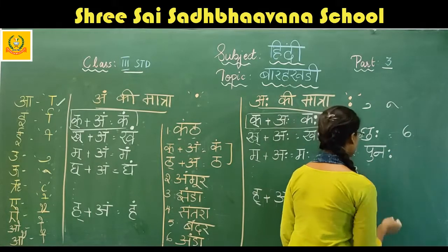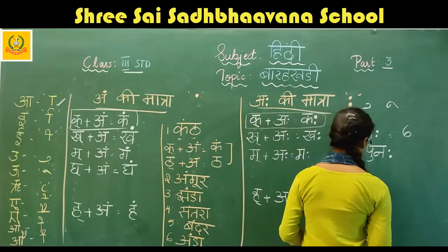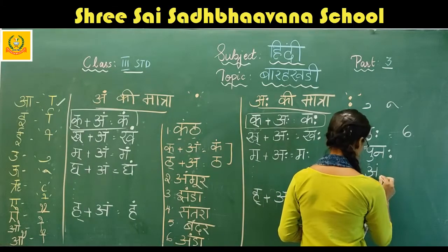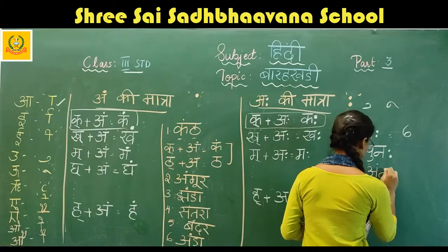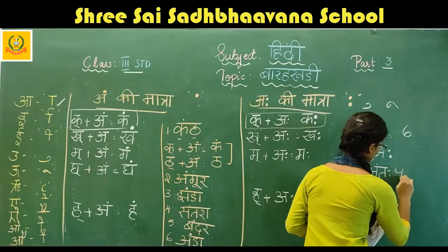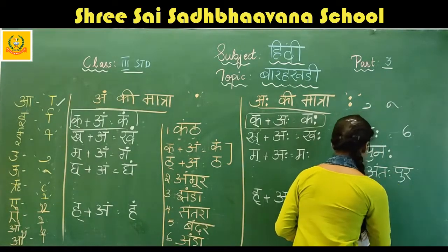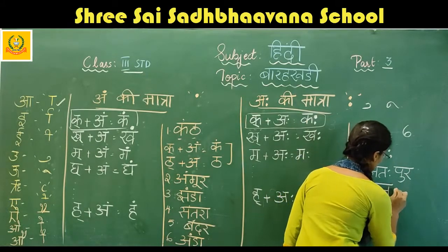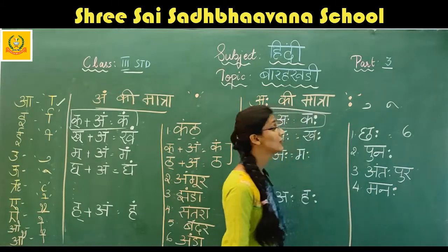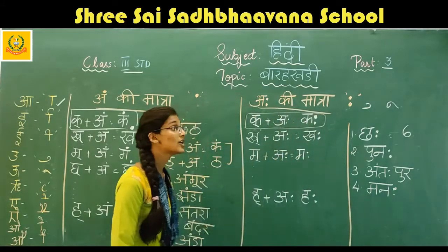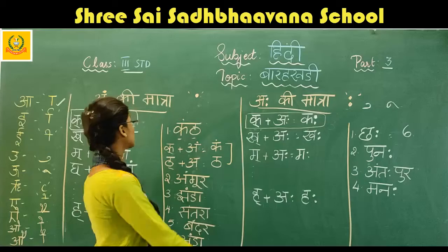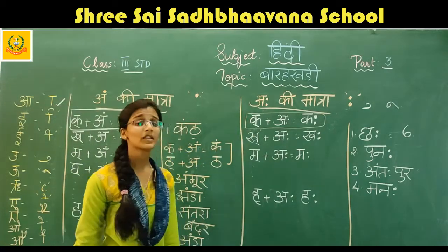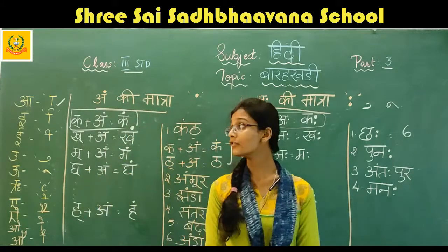Next, third one, Antapura. Fourth one, Man. So these are the examples for aha ki matra. Now we learned and aha. So children, I hope this is clear for y'all.